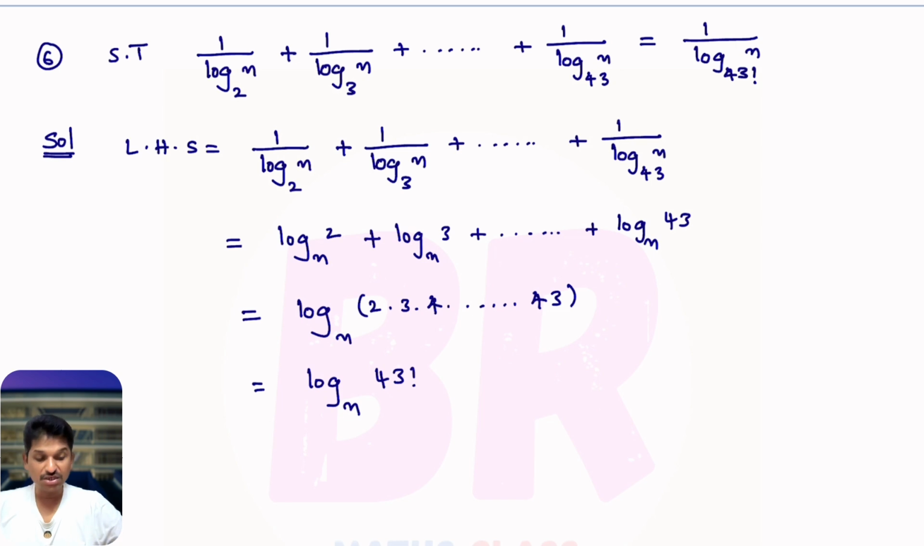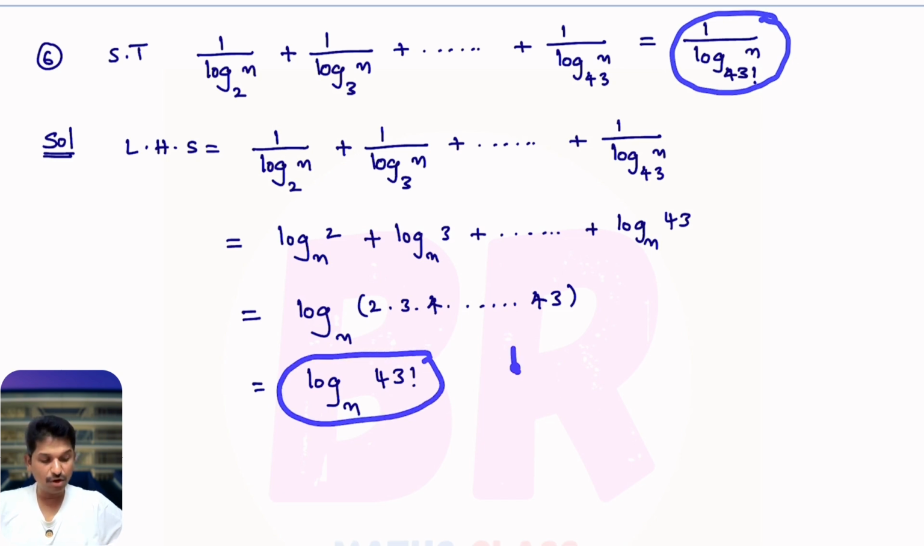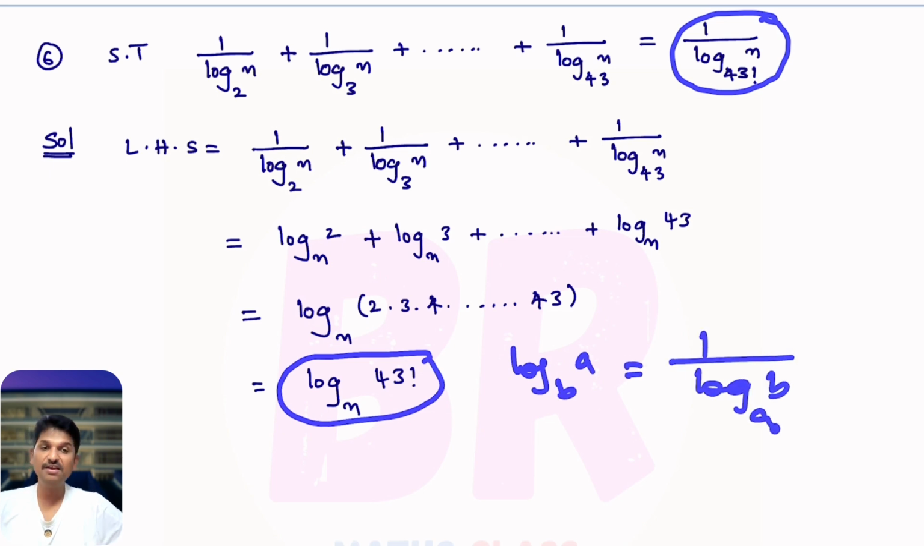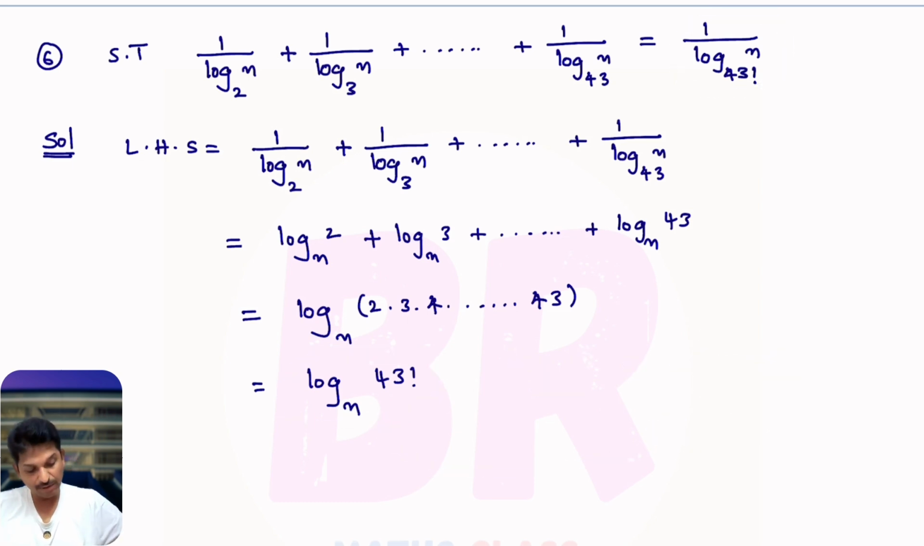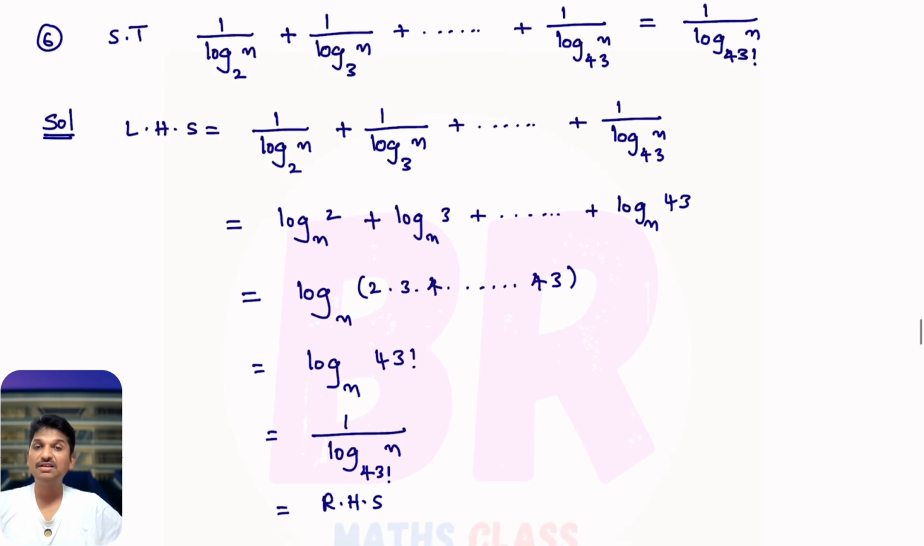You observe the question, they are asking us to show that it is nothing but 1 divided by log n base 43 factorial. You can write this in the form of log a base b. Log a base b can be written as 1 divided by log b base a. We can write like this. So write this into this form. So what this will become? This will become 1 divided by logarithm of n base 43 factorial. This is the required RHS. I hope you understand this solution.